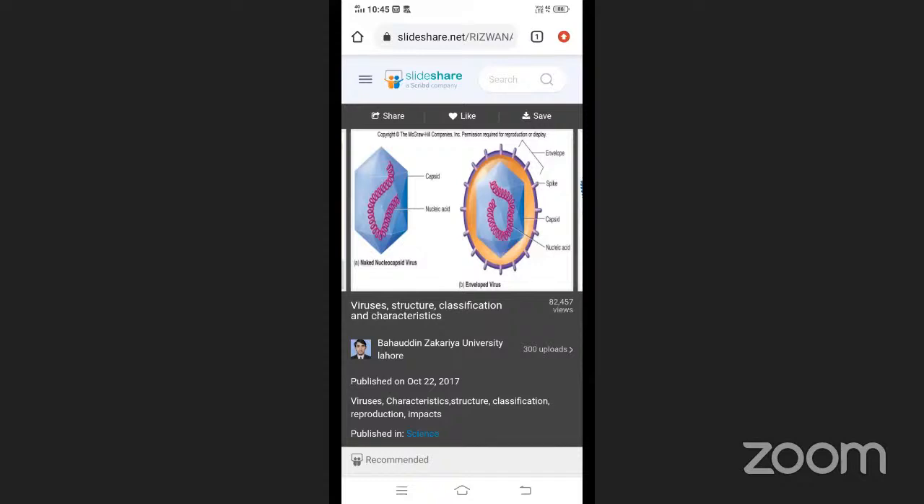So this icosahedral polyhedron has 20 equilateral triangular faces and 12 vertices. Okay, so helical structure is one, and another one is icosahedral symmetry. Two symmetries are present in viruses.